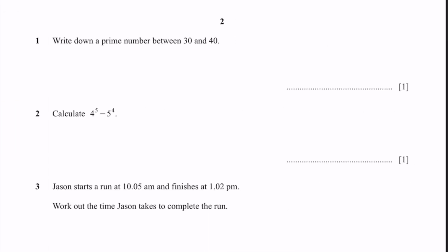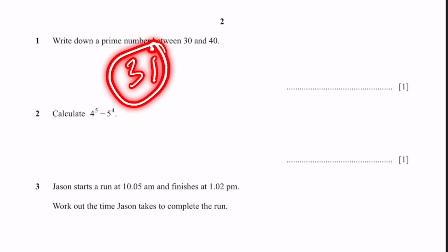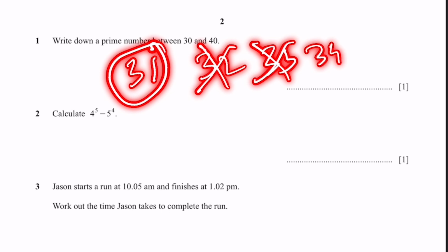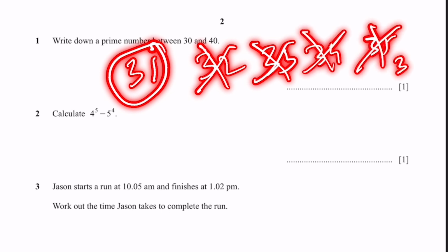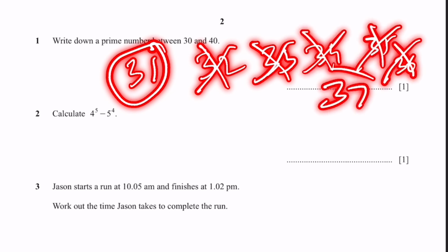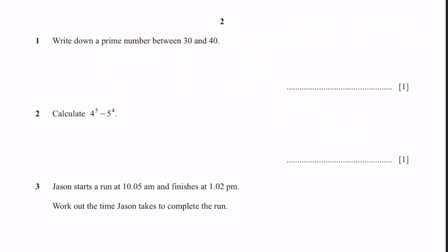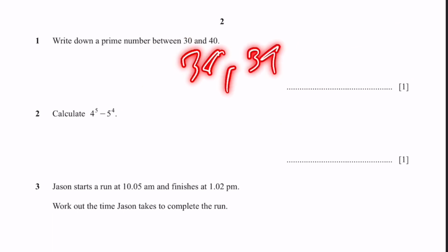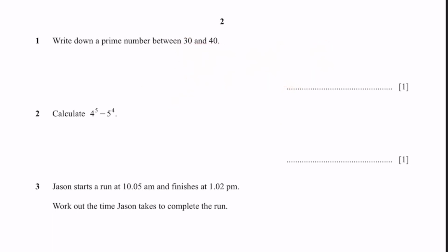Question 1. Write down a prime number between 30 and 40. So let's start with 30. That's not prime. Next number, 31. That's prime. We can cancel out 32, 33, 34, 35, 36. But 37 is also prime, and that's why only two prime numbers are there. If we take 38, 39, and 40, they are also not prime. So you can write either one of 31 or 37, and I should simply write 31.